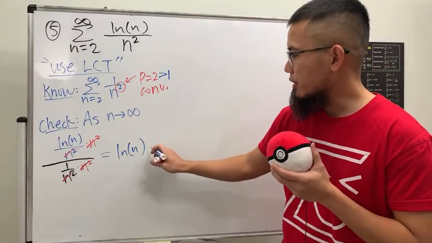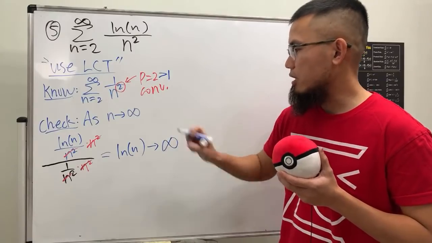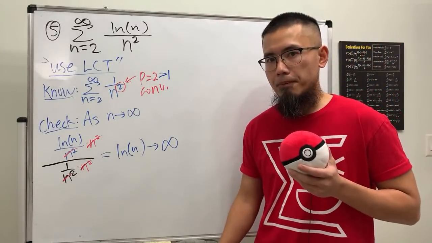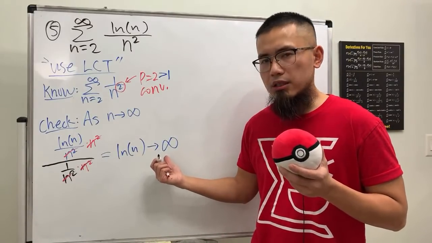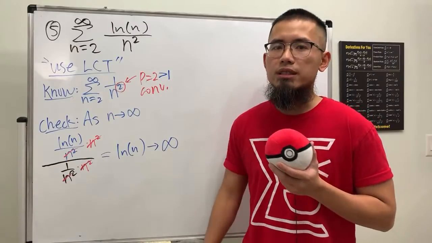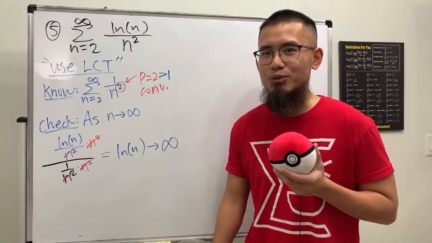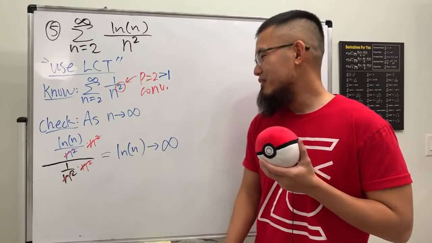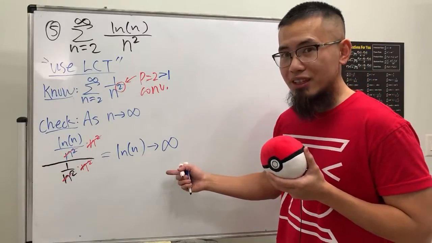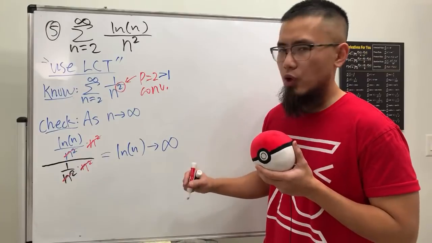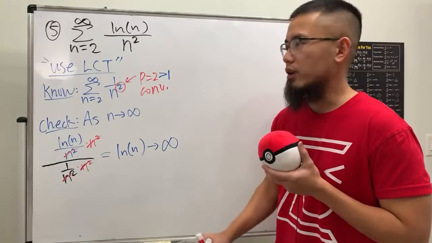But as n goes to infinity, ln n also goes to infinity. Now, this right here is the limit that we end up with. Does this do us any good? You can take a look at the file. You still have 2 more days to study and remember. Unfortunately, if we end up with infinity or 0, the version of the limit comparison test does not work.